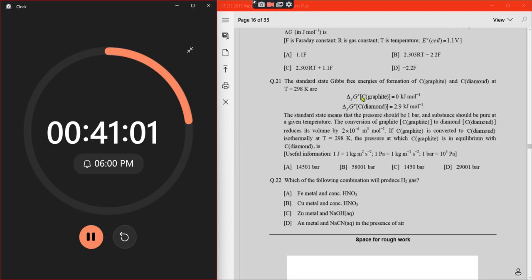So delta G this should be 0, right? Conversion of graphite to diamond reduces volume by this thing. Okay, so what you have is dG equal to V dP minus S dT for each of these states. So integration करें, and we are not changing the temperature, are we? Temperature तो दिया हुआ है, and you are not changing the temperature.